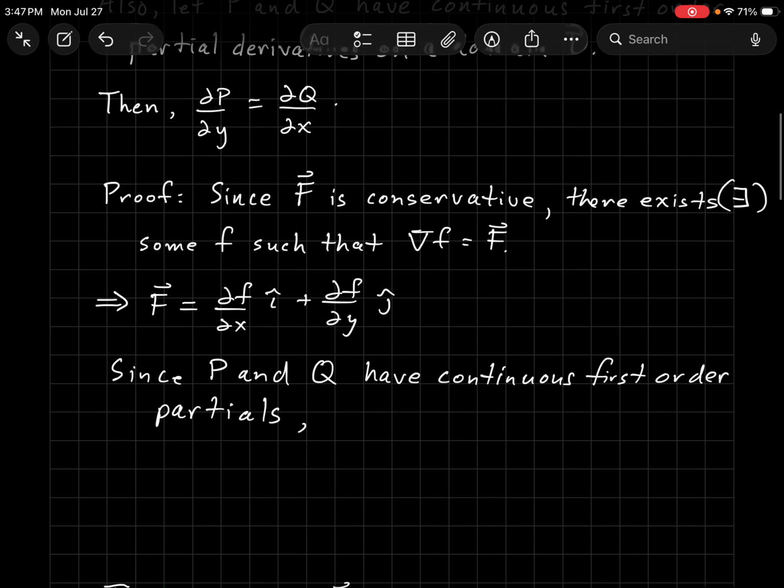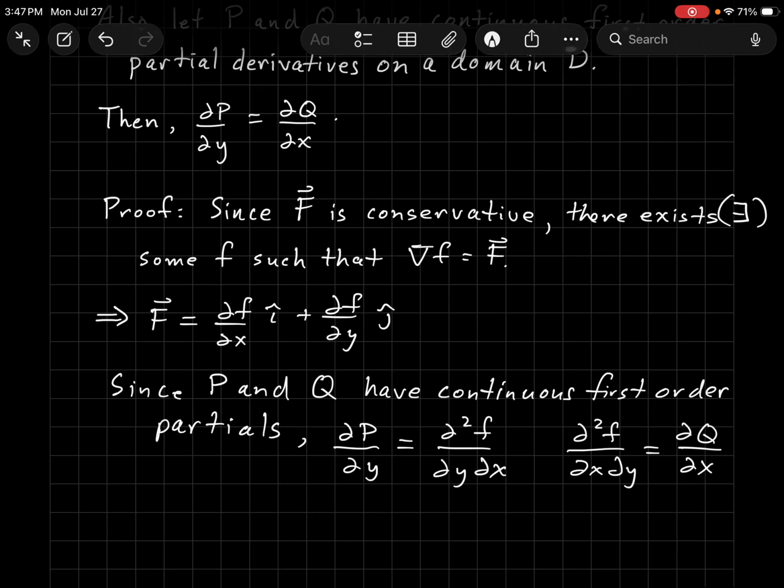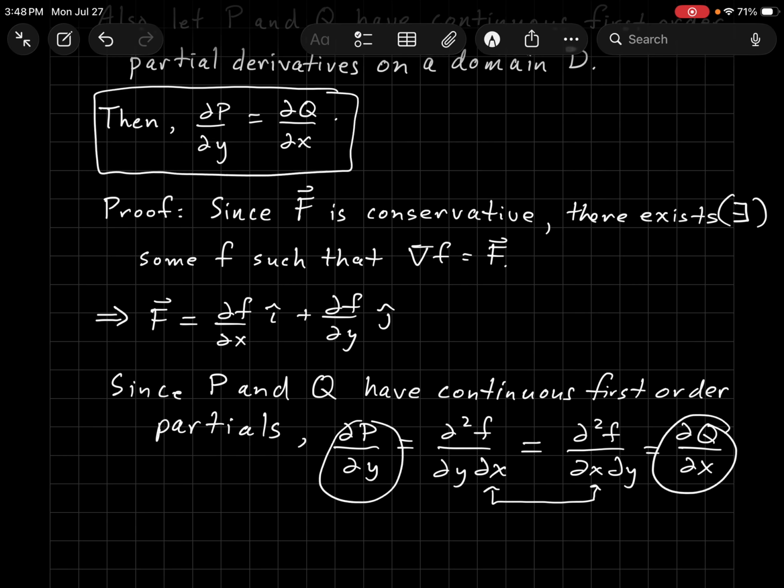We know that the partial of P with respect to y is the second partial of little f, y then x, like that. And if we were to switch the order, the second partial of little f, x first then y, well, that of course is the partial of Q with respect to x. Now, why are these equal? Because when we have continuous first-order partials, the mixed partials are always equal to each other, which means the outer ones here and here must also be equal to each other.